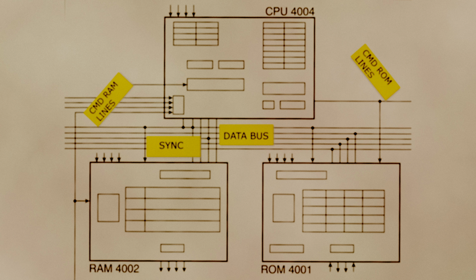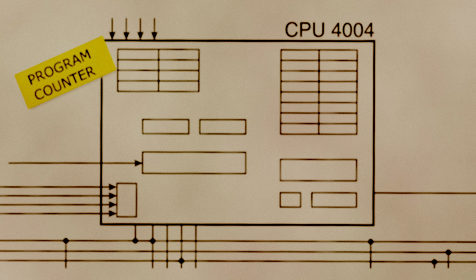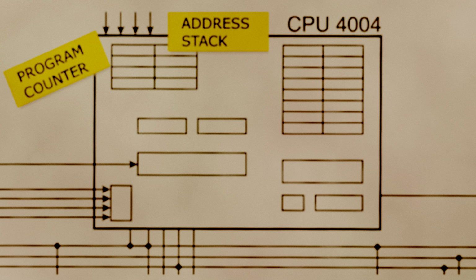Let's take a look inside the CPU. This is the 12-bit program counter. It holds the address of the next instruction to execute, capable of addressing up to 4 kilobytes of ROM. The program counter operates within a 4-level address stack. This stack stores the return addresses for subroutines.